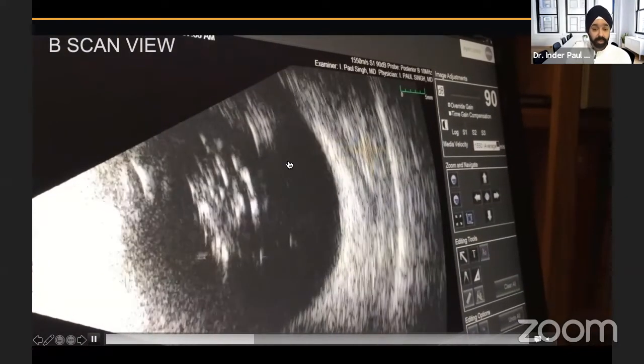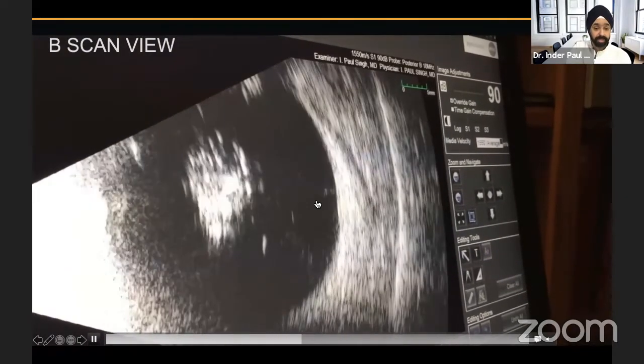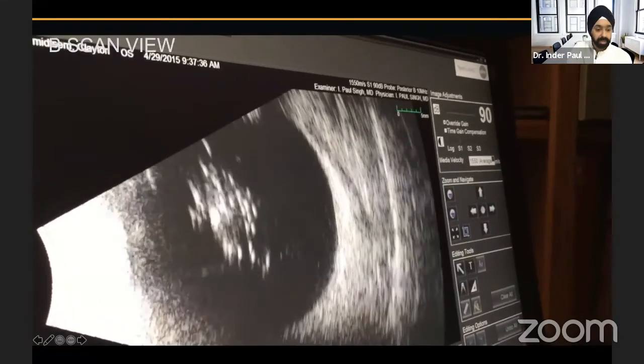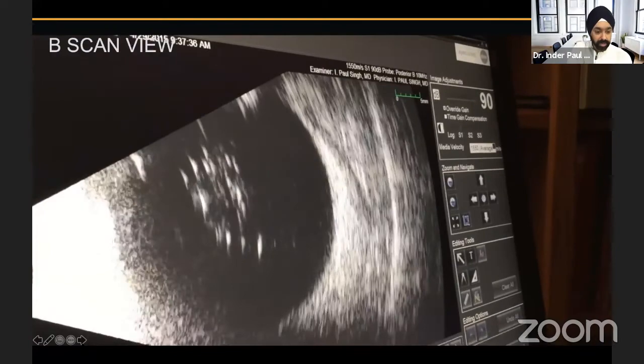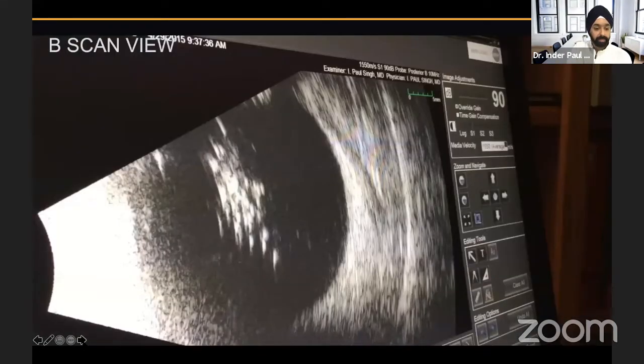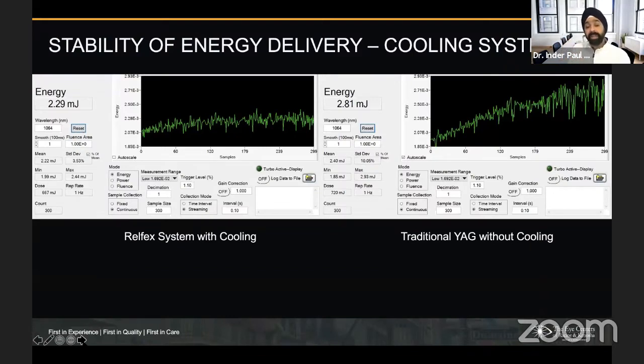And that's because the posterior face is not disrupted. We looked at the posterior hyaloid face, we found no disruption there. Let me see if I can fast forward here. There we go. Okay, so that was our evidence that the energy delivery is so consistent, so confined, that we're not seeing a large disruption of vitreous as well.